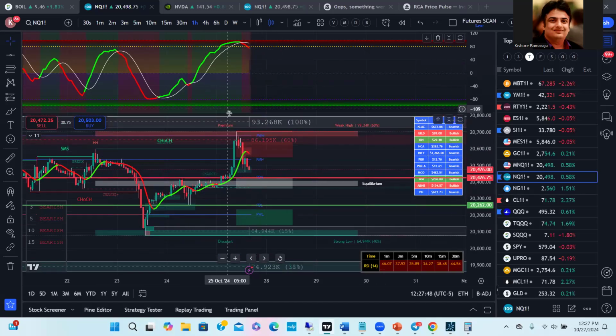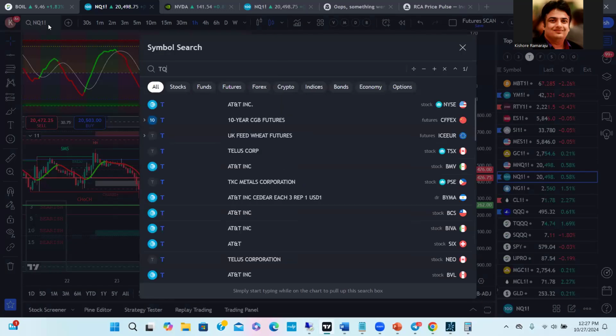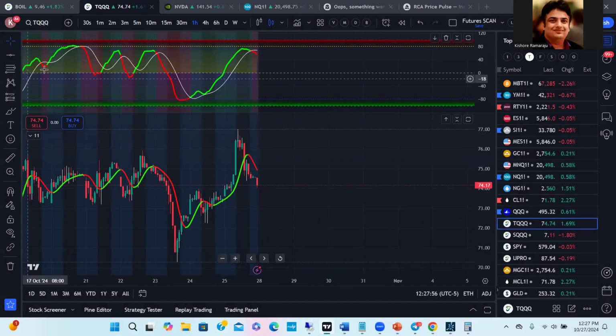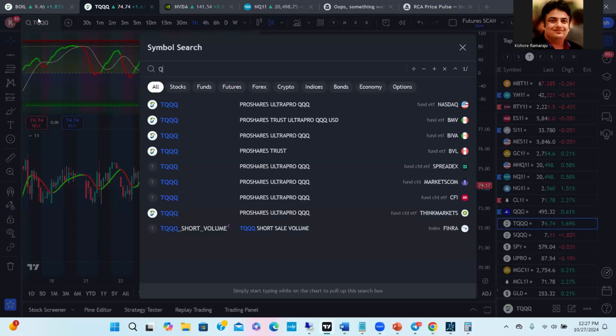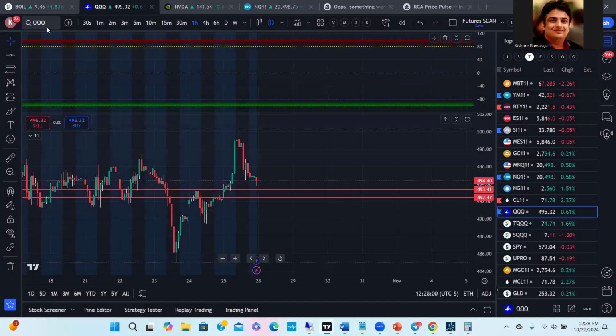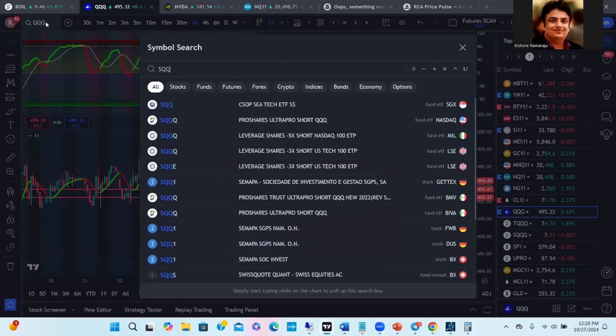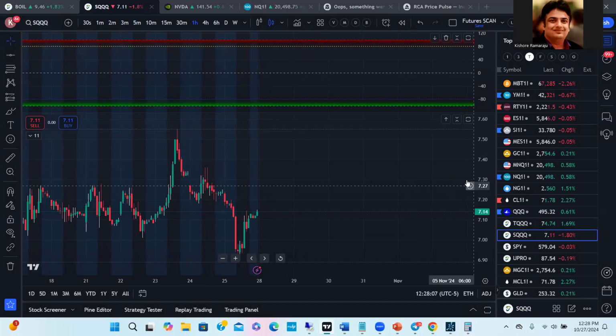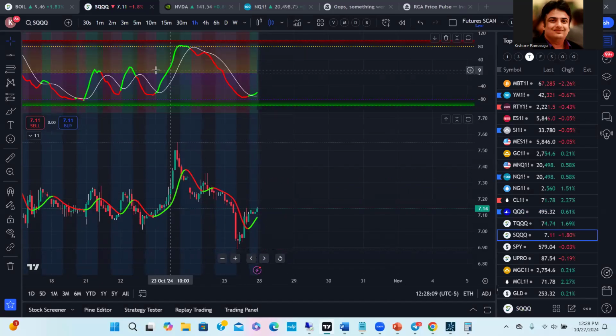So whenever you see NQ is dropping, you can also do QQQ bear call spreads. You can buy SQQ calls. Right? SQQ will keep going up. It came all the way to the bottom. Now it will go up. You can buy SQQ stock, right? Or you can buy SQQ bull put spread. It may go all the way to 7.5 again.